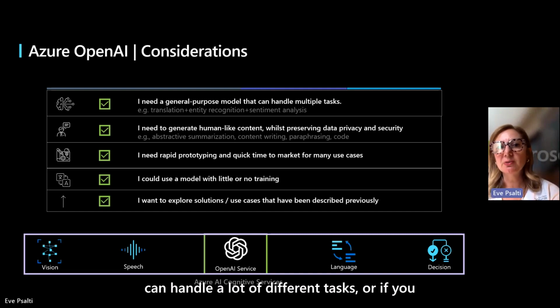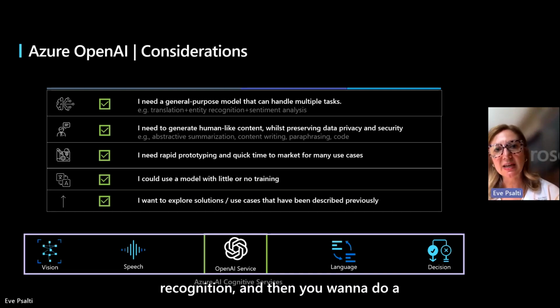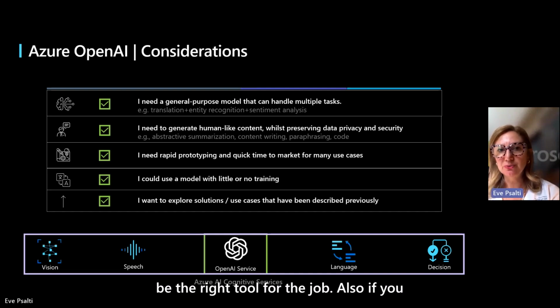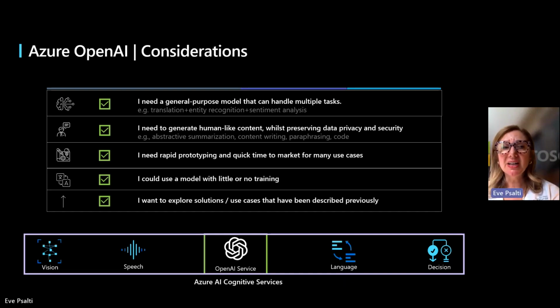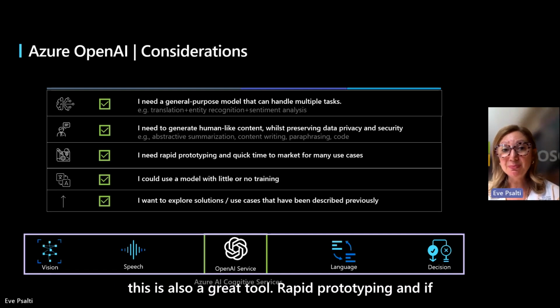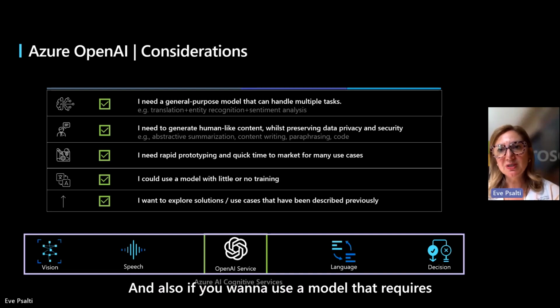If you want a general purpose model that can handle a lot of different tasks, so if you want to translate something and then do entity recognition and then a summarization or a sentiment analysis, then Azure OpenAI will be the right tool for the job. Also, if you want human-like content while preserving privacy and security, this is also a great tool. Rapid prototyping, and if you want to get to market fast, these are very powerful models and they can help with that. And also if you want to use a model that requires no or little training.